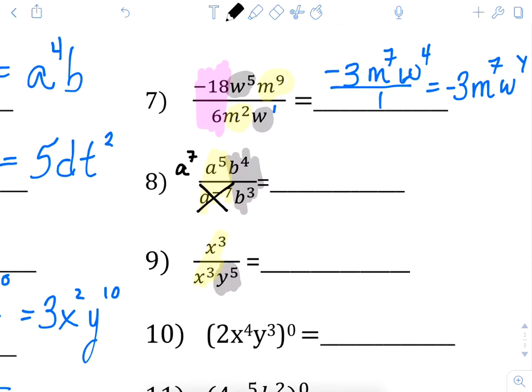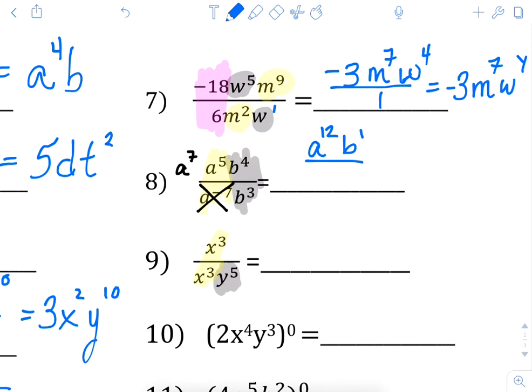Then I ask myself, how many total A's are there? There's 12. Where are they? They're on the top. A to the 12th. 5 plus 7 made 12. Who has more B's, top or bottom? The top. How many more are up there? 4 minus 3 makes 1.